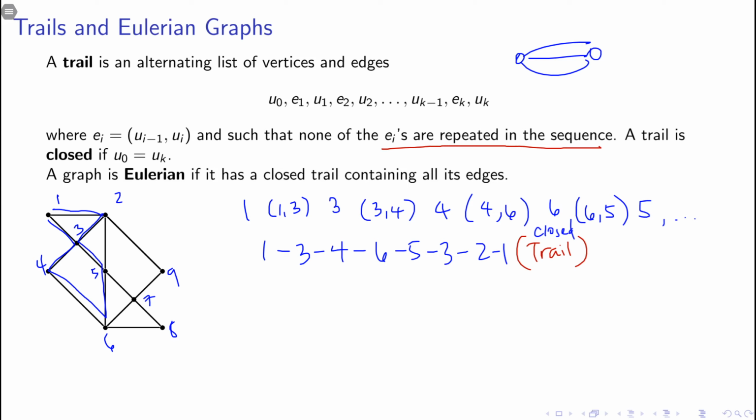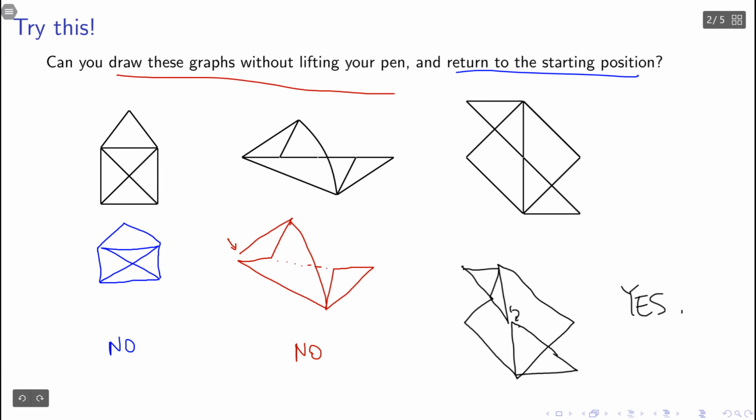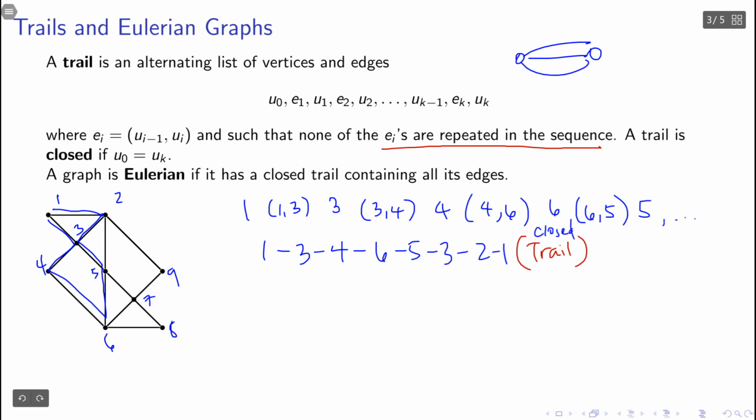Okay, what does this have to do with our graphs here? Well, essentially what we're doing is we're trying to draw a trail on these graphs such that we contain all the edges in this trail. So this trail here, 1, 3, 4, 6, 5, 3, 2, 1, is not an Eulerian trail. Euler here is a famous mathematician, and that's who this concept is named after.